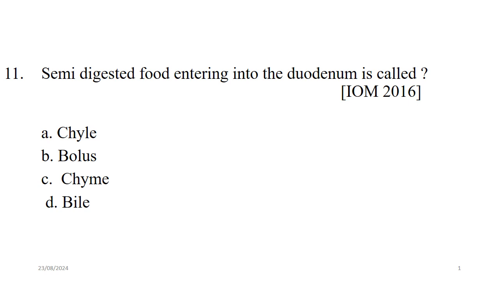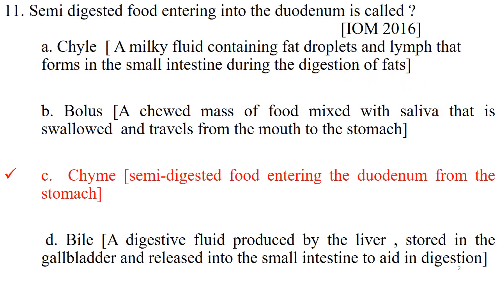Question number 11. Semi-digested food entering into the duodenum is called. The options are A. Chyle, B. Bolus, C. Chyme, D. Bile. The correct answer is option C. Chyme. Chyme is the semi-digested food entering into the duodenum from the stomach.